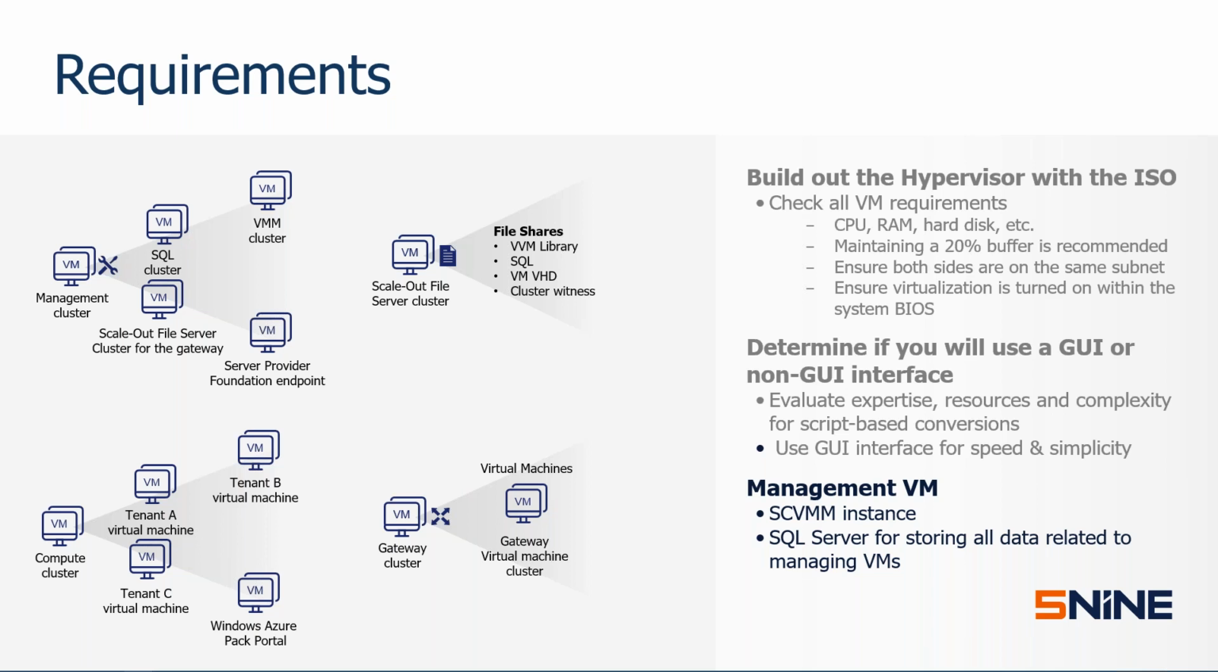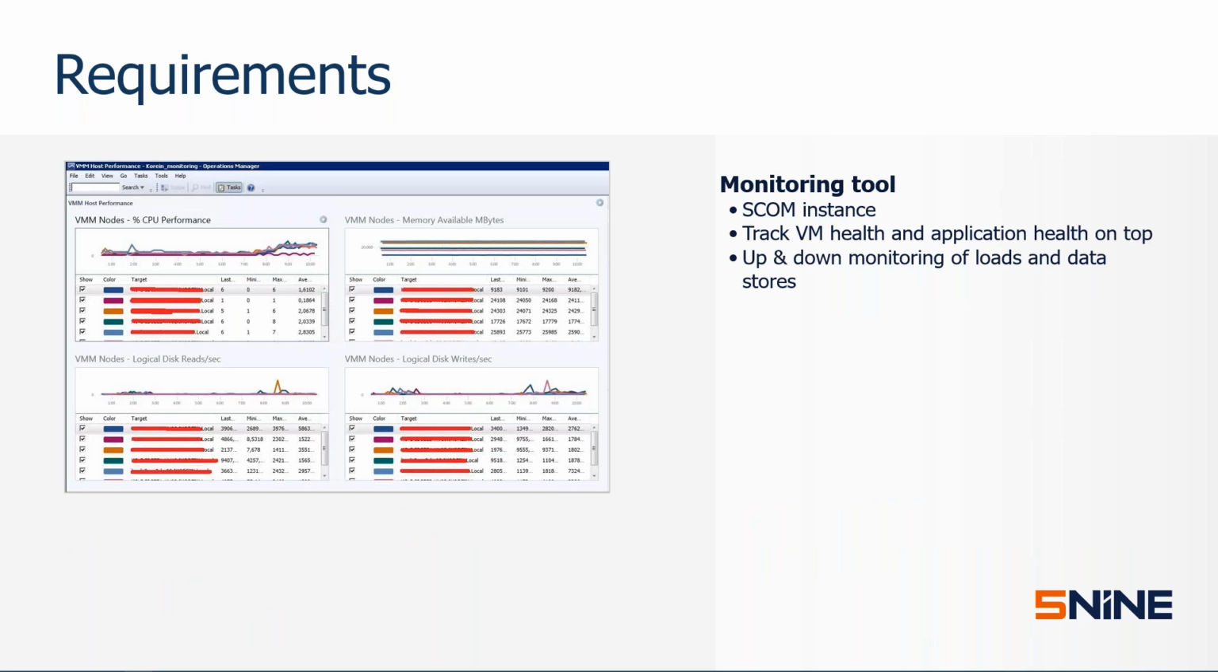So let me move on here. Other requirements for a data center environment that you would need for Hyper-V is a SCOM instance. You need something to monitor what's going on. You need to track VM health, and not just seeing if it's up and down, but performance-related issues, how the load is doing. Are we undersubscribing or oversubscribing the load? Which is really, really important.